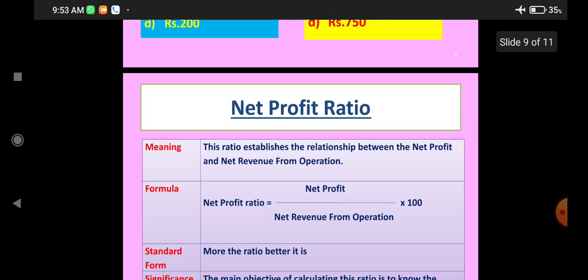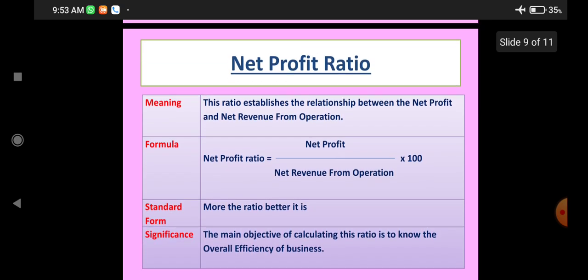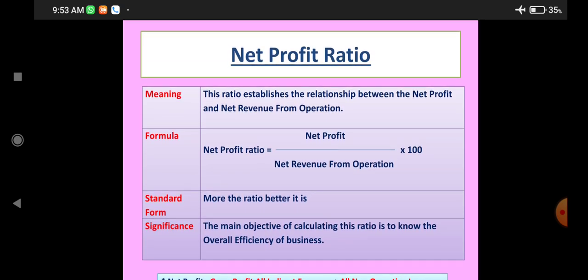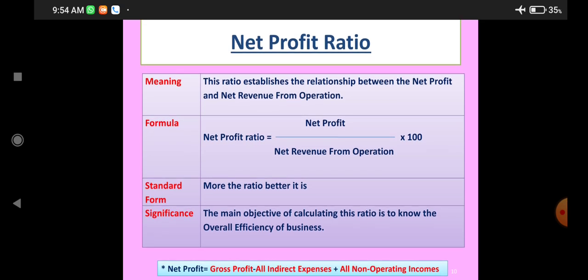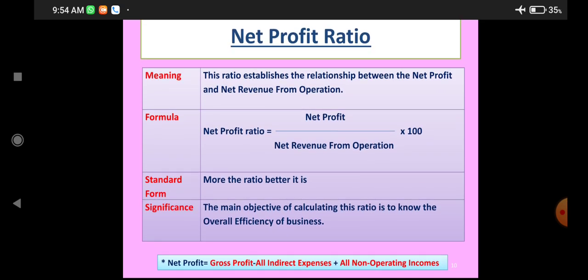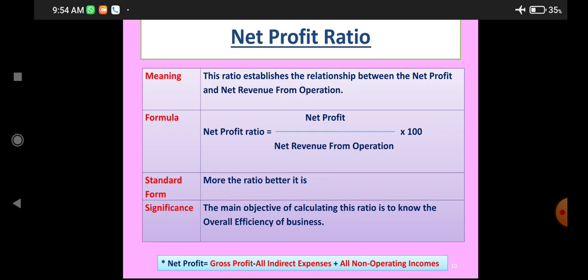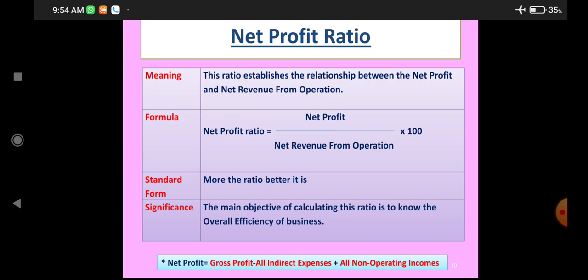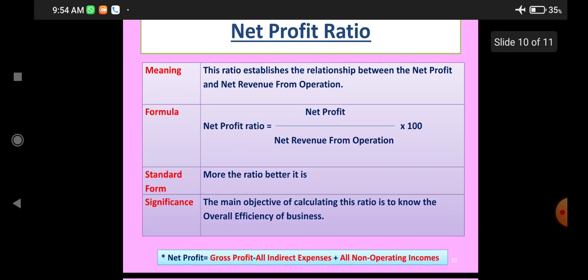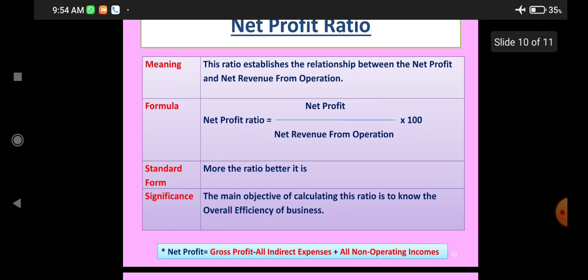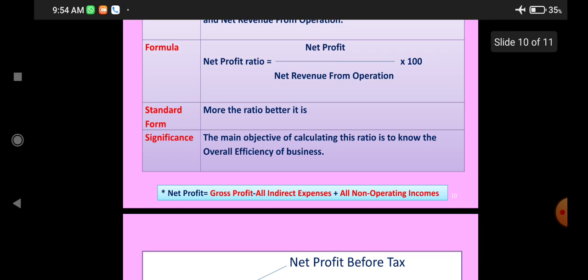Then comes the next one, net profit ratio. Net profit ratio, same thing. The overall efficiency of the business we can know from the net profit ratio. A very simple formula is there. Net profit ratio equals net profit divided by net revenue from operations into 100. So the more the ratio, the better it is. If the ratio is more than the previous year, then it is a very good sign. So the overall efficiency can be known.